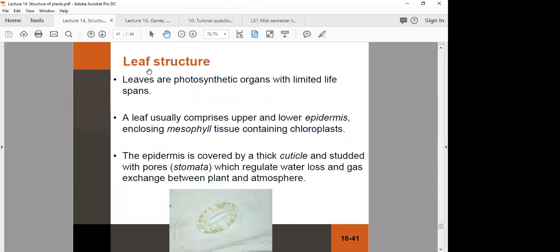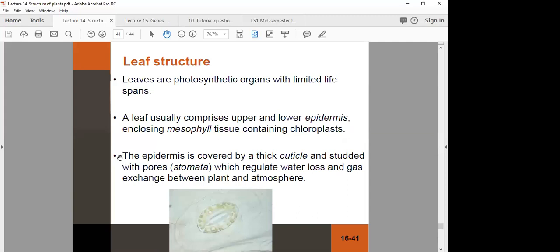And now we move on to leaves, the last of our major organs. And of course, leaves are the primary photosynthetic organs, well, in most plants anyway, with limited lifespans. A leaf usually comprises upper epidermis and lower epidermis. And then within the leaf, we find mesophyll tissue, mesophyll cells. And these are the ones that specialise in photosynthesis. That is, they contain chloroplasts, organelles called chloroplasts.